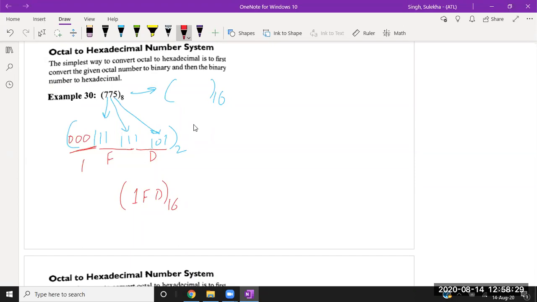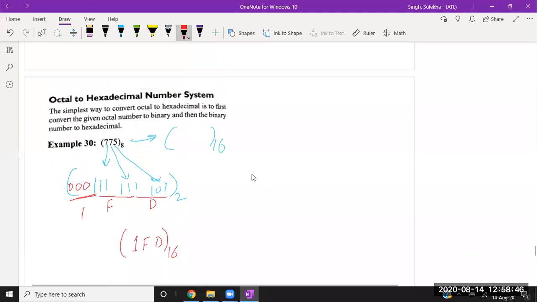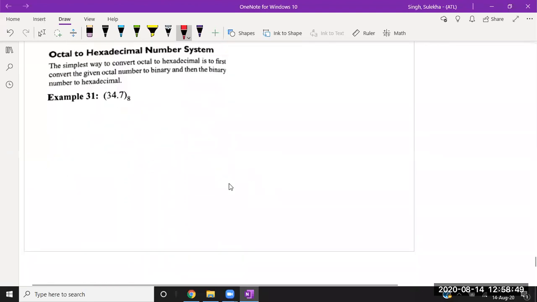Kumar Shishank, 1FD, not 3BT. It's okay. Maybe you have done some mistake with pairing. Okay. So we will take one last example for conversion. Convert this one. You again need to convert octal into hexadecimal.